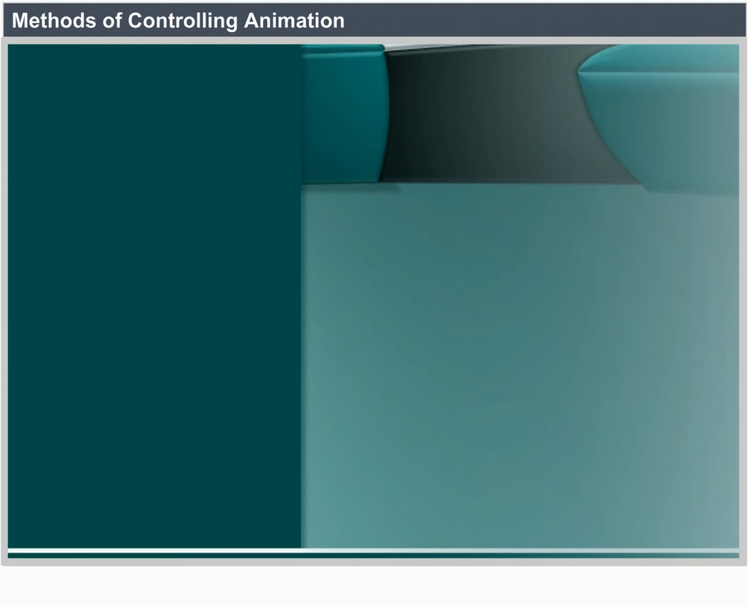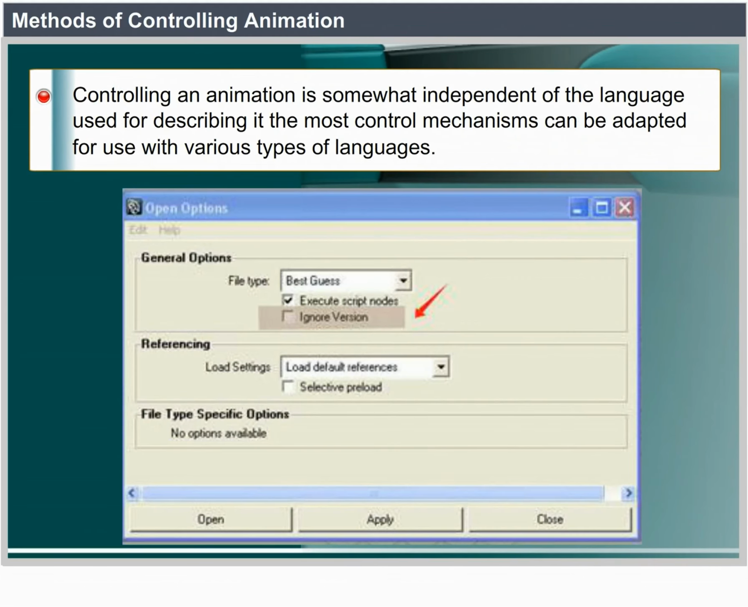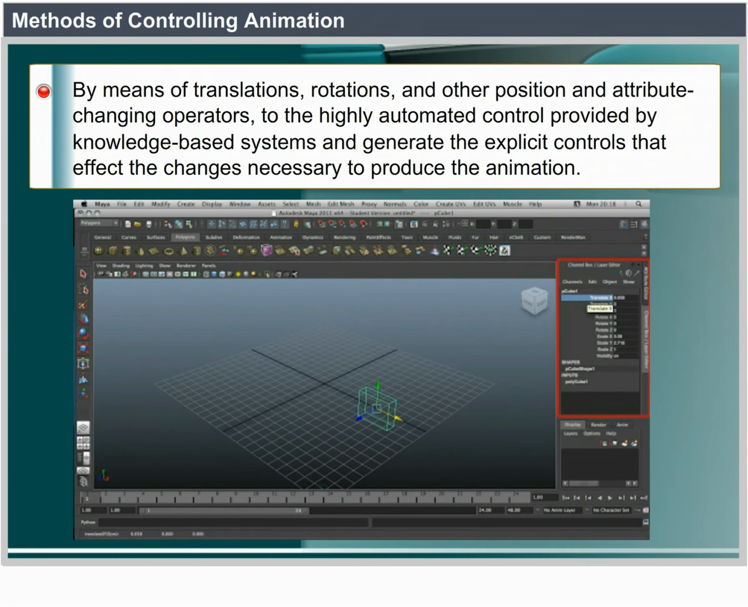Methods of controlling animation. Controlling an animation is somewhat independent of the language used for describing it. Most control mechanisms can be adapted for use with various types of languages. Animation control mechanisms range from full explicit control, in which the animator explicitly describes the position and attributes of every object in a scene by means of translations, rotations, and other position and attribute changing operators, to the highly automated control provided by knowledge-based systems that generate the explicit controls that effect the changes necessary to produce the animation.